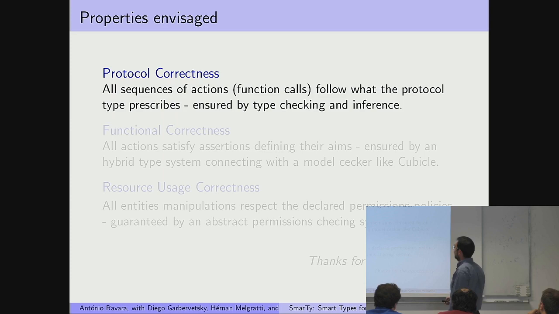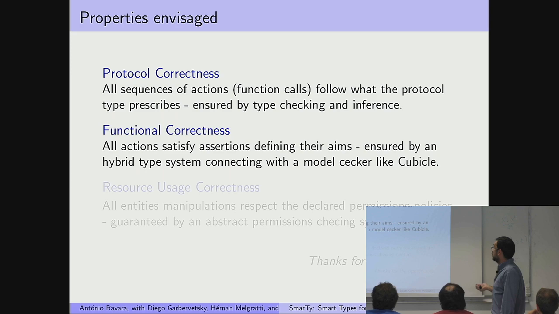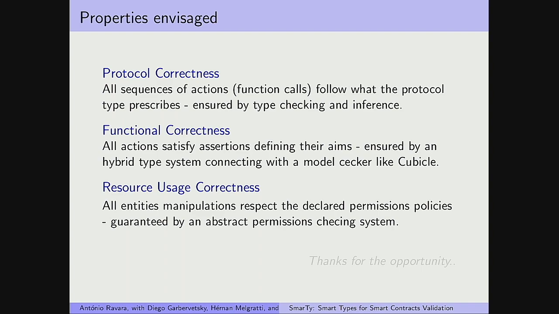So what we want to actually ensure: protocol correctness, because all function calls will follow the protocol. Functional correctness, I'm sorry for the typo, could be like discharging into Cubicle, could be using dependent types, could be doing both, right? And resource usage correctness. Okay, I think I'll stop here because it's just a lightning talk. Thank you.